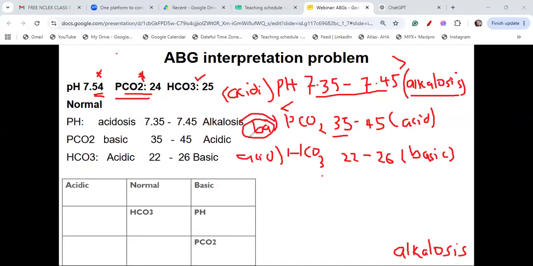So definitely already seeing that this CO2, which is respiratory in nature, is matching our alkalosis. So it is respiratory alkalosis. Okay? Respiratory alkalosis. Finally, you have your bicarbonates, 25. 25 is within the normal range, so it doesn't have an issue. Is that well understood?